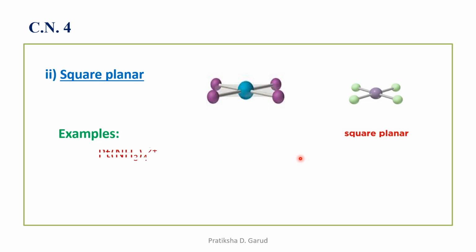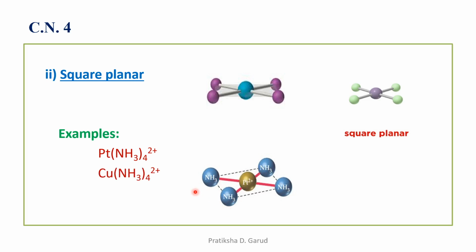Its examples: the first one is Pt(NH3)4 2+, and its structure is like this. We have at the center the metal platinum 2+ and it is surrounded by the 4 ammonia ligands, and all the 5 are in one plane. The second example is Cu(NH3)4 2+. Again, at the center we have copper 2+ and it is surrounded by the 4 ligands and all of them are in one plane. So this is regarding the second geometry, the square planar geometry for the coordination number 4.